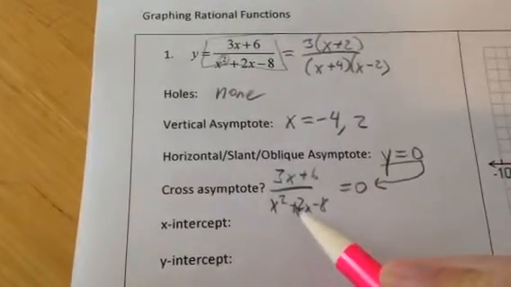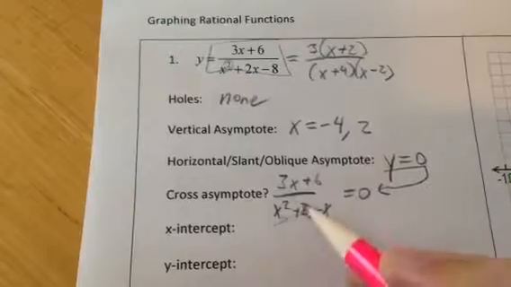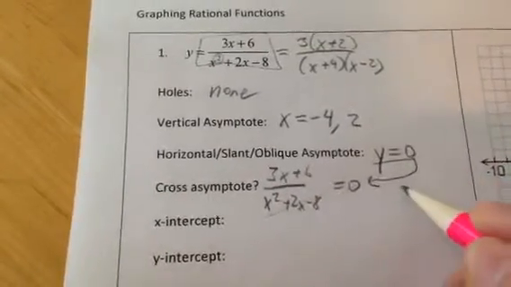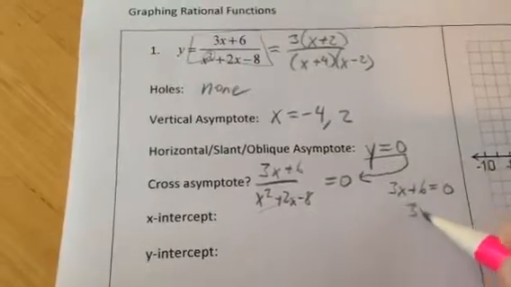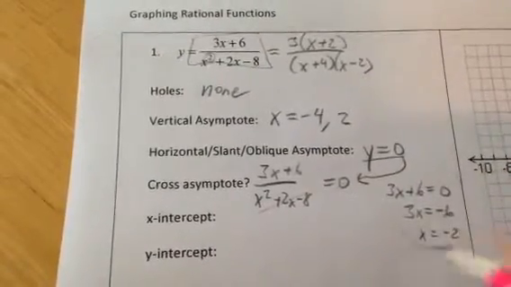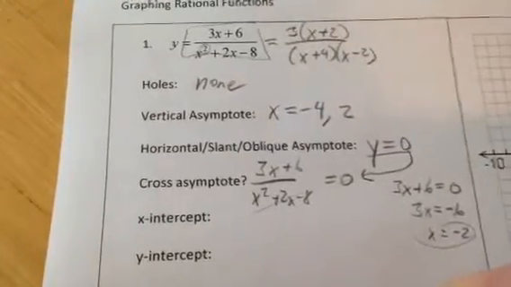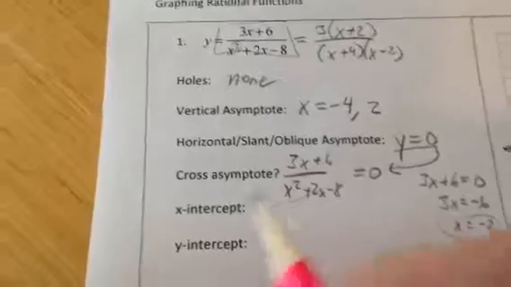So just solve this like normal, and oh no, right? Like if you multiply both sides by the bottom, it'll happen where the top equals 0. So it'll happen when 3x equals -6. So it will cross when x is -2. So we'll get to that when we graph, but it's good to know.